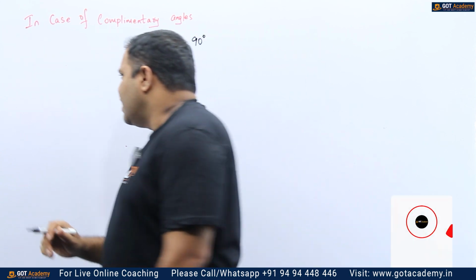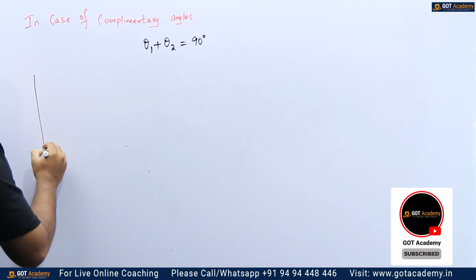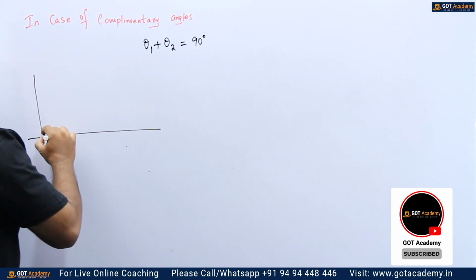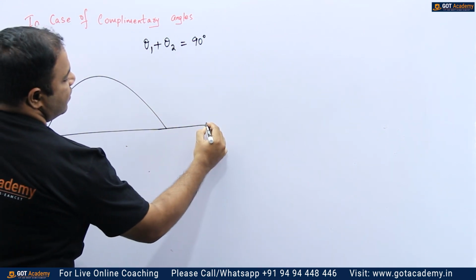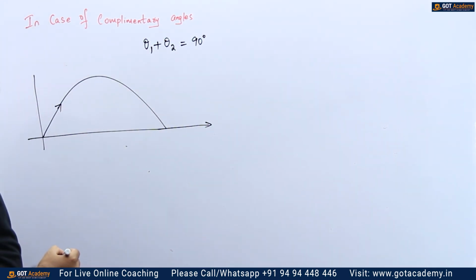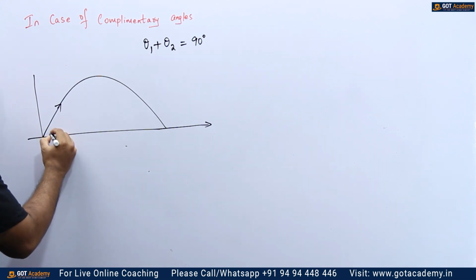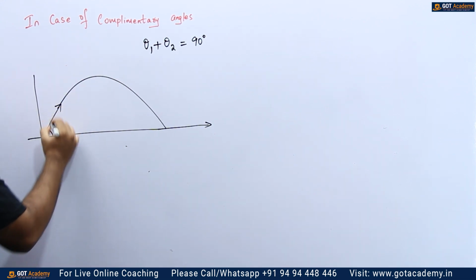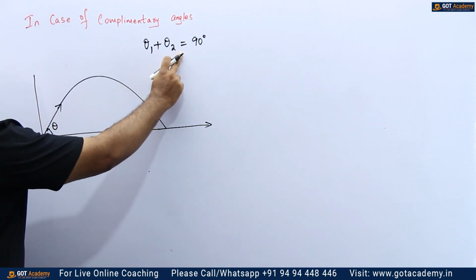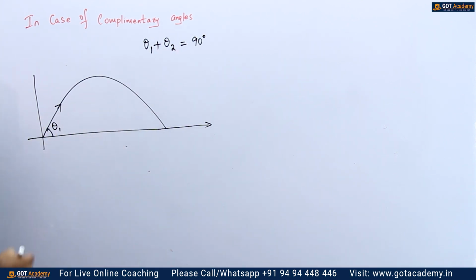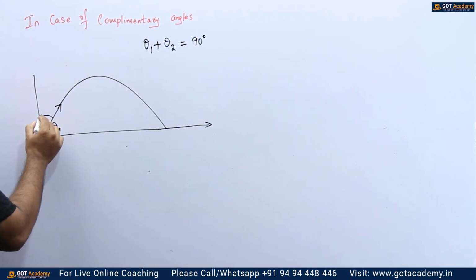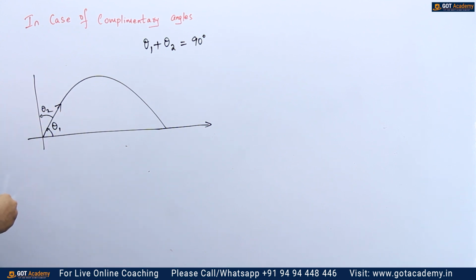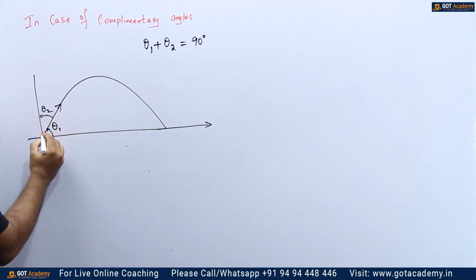I'll tell you. Yesterday we studied projectile motion, isn't it? When a body is projected like this, it goes up and then comes down. This is projectile motion because it takes a parabolic path. Let me say the angle made by this body with respect to the horizontal is theta. But here you are taking theta 1 and theta 2, right? So in the first case, let me assume theta 1. Here this is theta 1, so this will be theta 2. So the total angle here is 90 degrees.